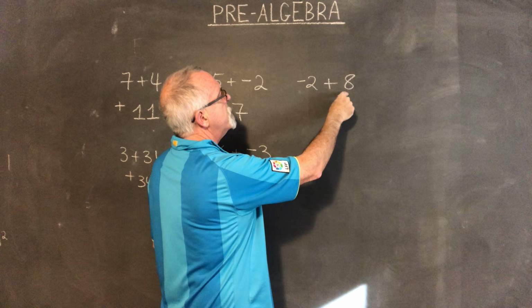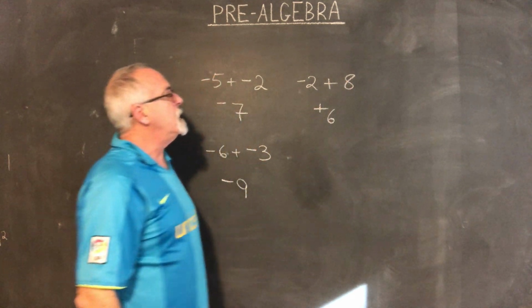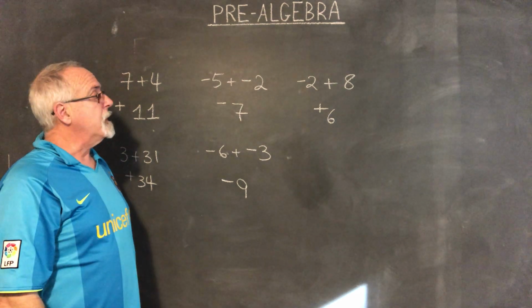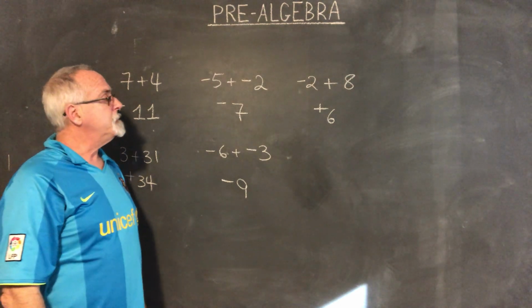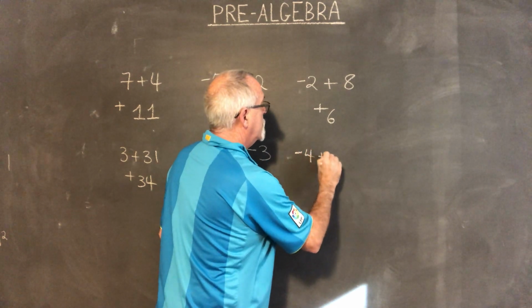And then the bigger number is the 8, and it's positive, so that means my answer is positive 6. It worked. Negative 2 plus 8 is equal to positive 6. Another one, negative 4 plus 4.